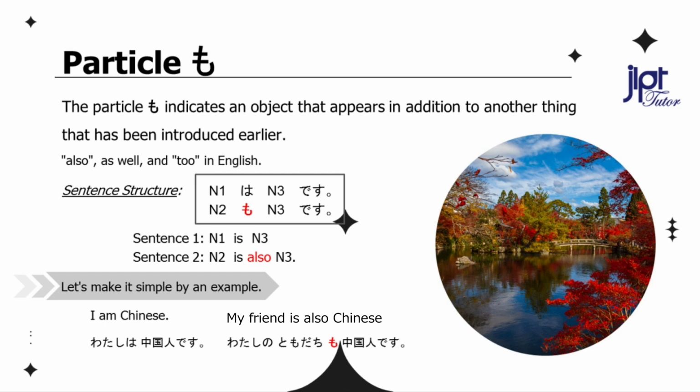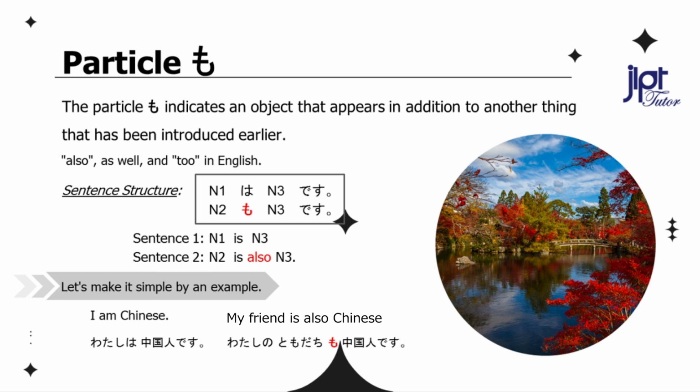Take a look at the sentence structure in Japanese. N1 wa, N3 desu, N2 mo, N3 desu. Sentence 1: N1 is N3. Sentence 2: N2 is also N3. Let's make it simple by an example.